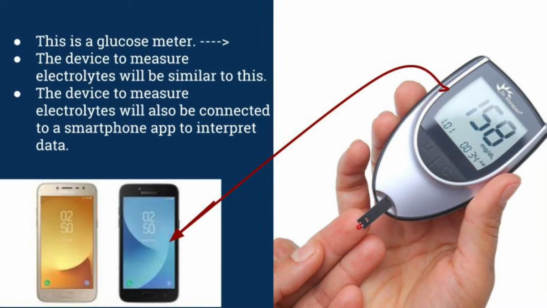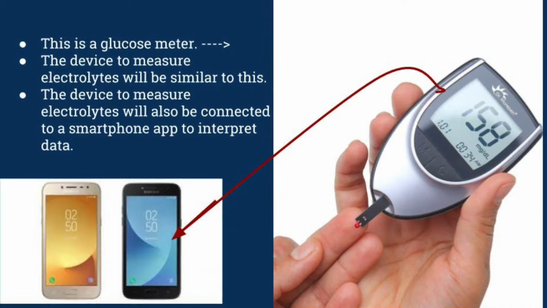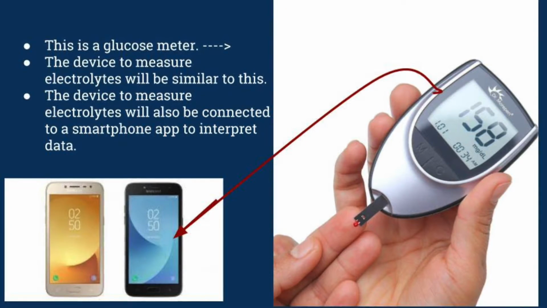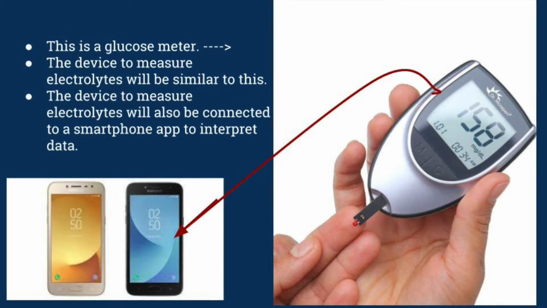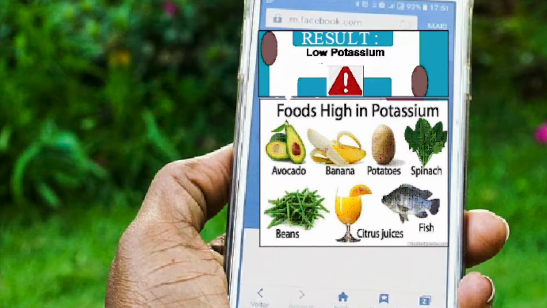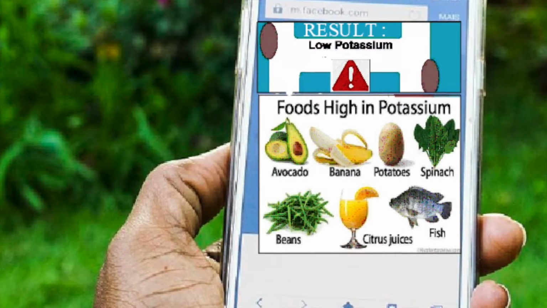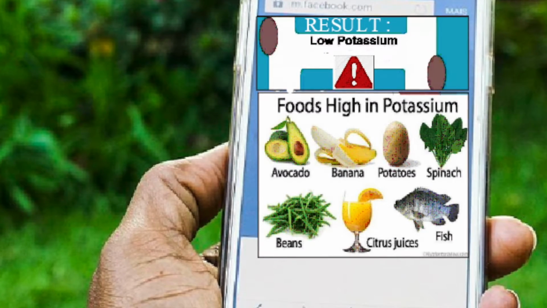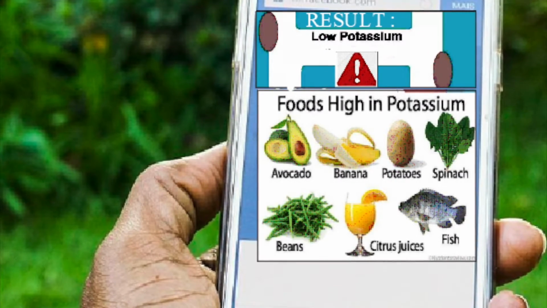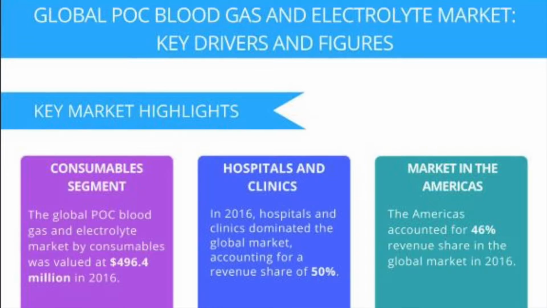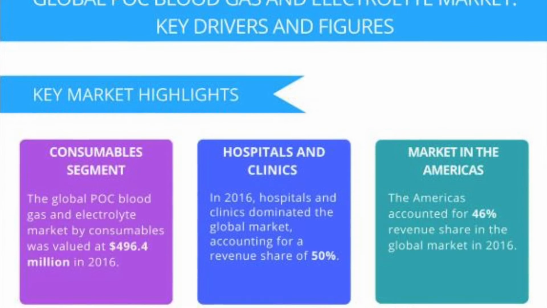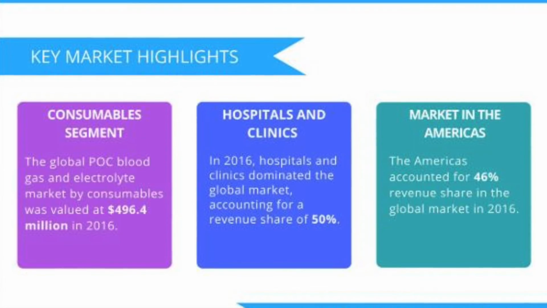The device for measuring electrolytes will be similar in size and handling to the glucose monitor depicted here. It will display the information on a smartphone app that records all previous tests, as well as sending information to one's doctor. This is done by connecting the device via Bluetooth to one's phone. This market research proves that this device is economically profitable.